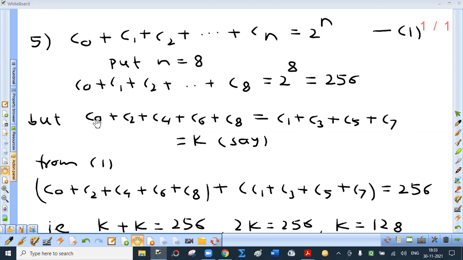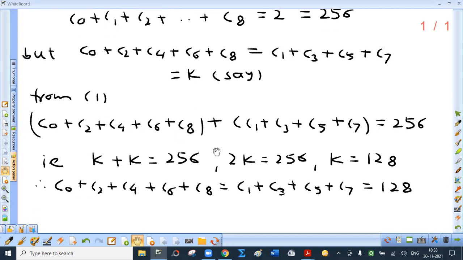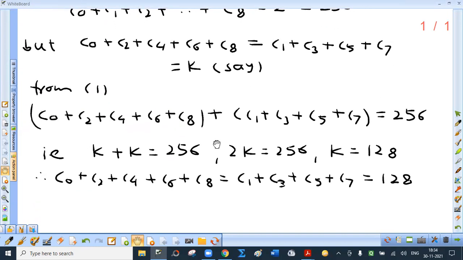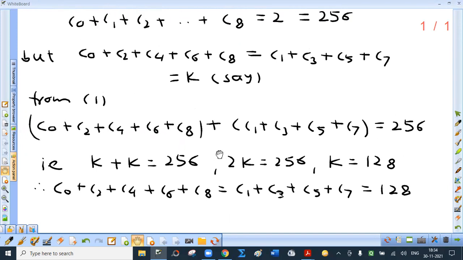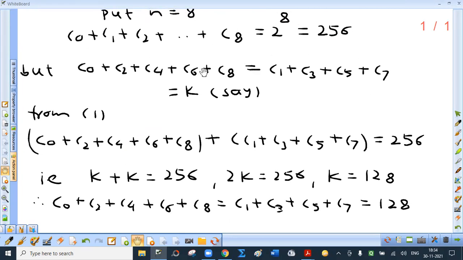But sum of even coefficients is same as sum of odd coefficients. Suppose each sum is k. Then we rearrange the terms in 1. So k plus k is 256. That is 2k is 256. So k is 128. And that is why C0 plus C2 plus C4 plus C6 plus C8 equal to C1 plus C3 plus C5 plus C7. That is 128.